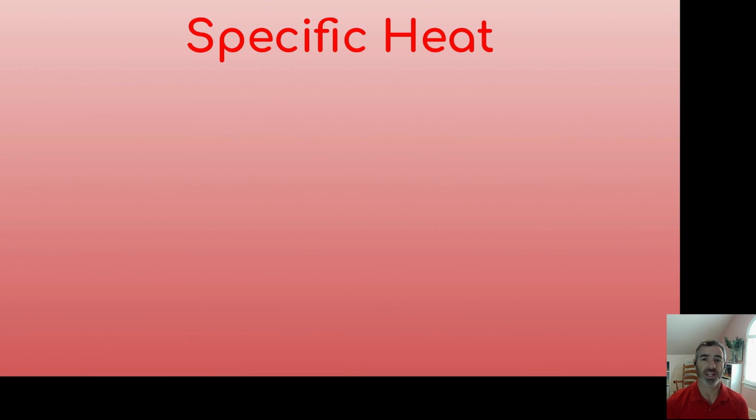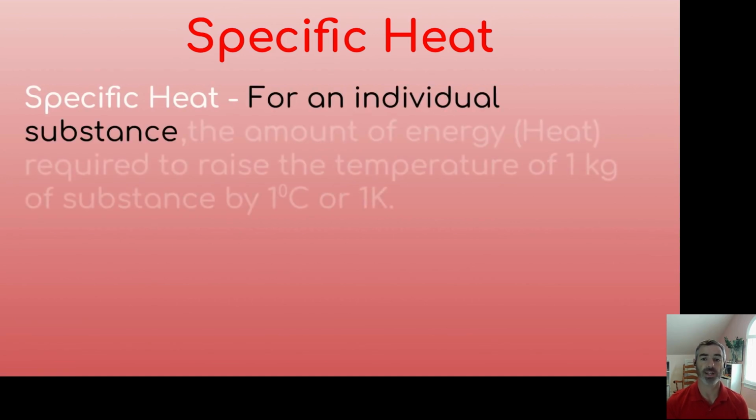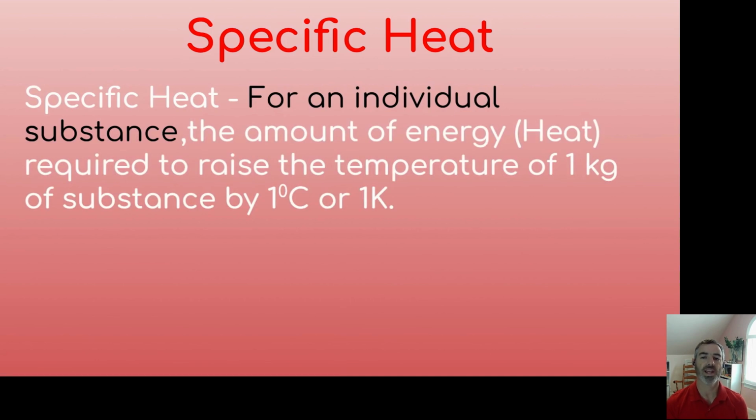A specific heat is a constant value for individual substances. It's not a measurement of heat. So the specific heat for an individual substance is defined as the amount of energy in joules required to raise the temperature of 1 kilogram of a substance by 1 degree Celsius or 1 Kelvin, since the temperature change is going to be the same in Celsius or Kelvin. Each substance has a different value.